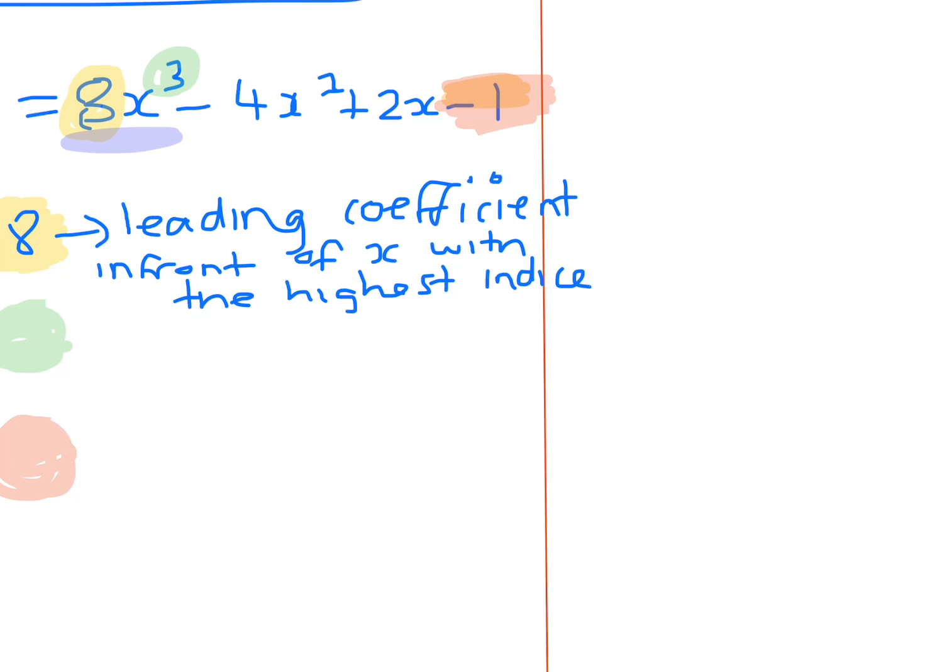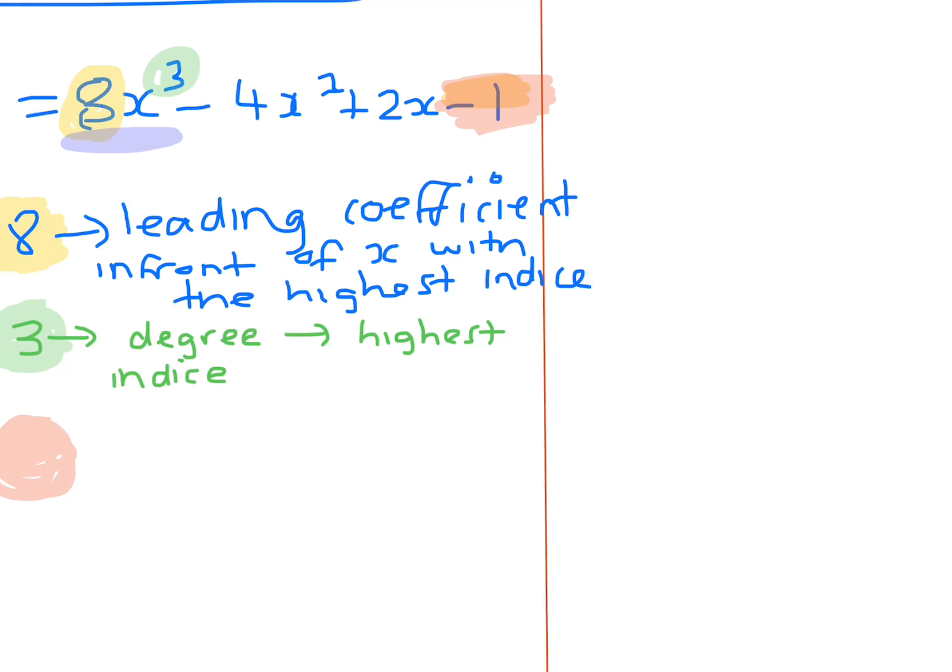Okay. Then you have the green one. So the green one, that 3 there, that stands for the degree. So the degree of the polynomial is just the highest indice in the polynomial. So this one's a polynomial of degree 3.